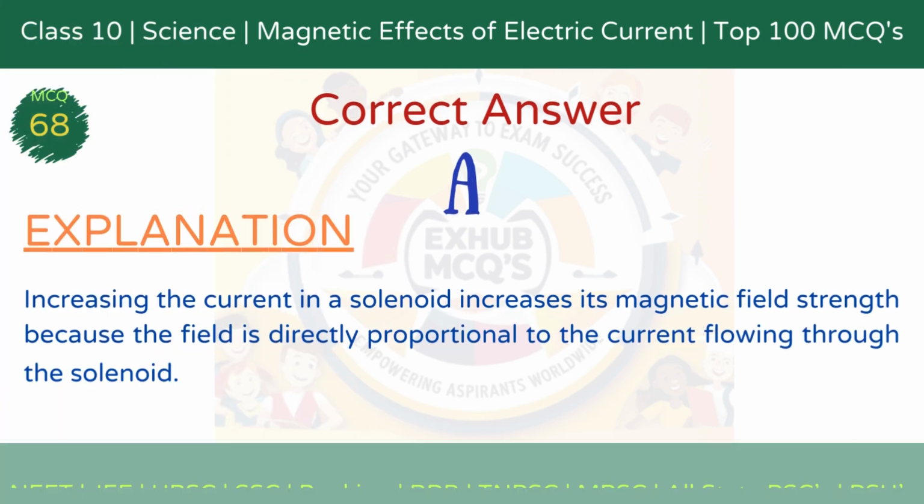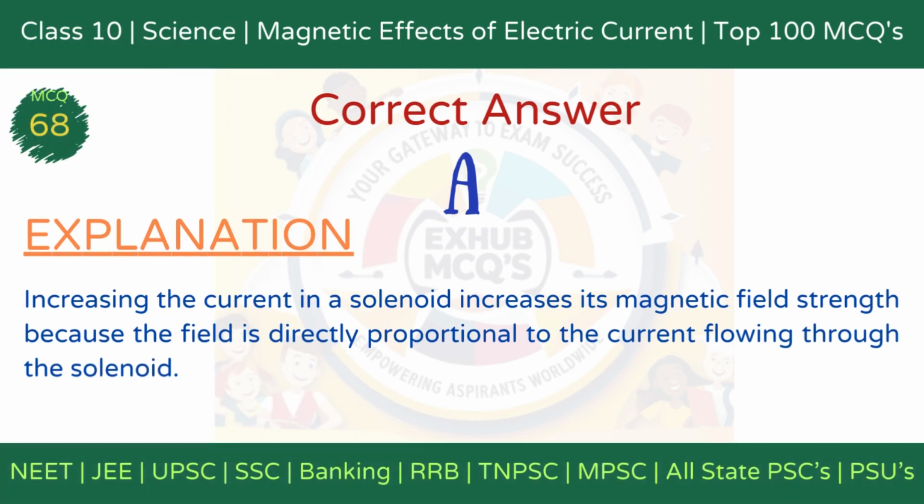The correct answer is option A, increases the field strength. Explanation. Increasing the current in a solenoid increases its magnetic field strength because the field is directly proportional to the current flowing through the solenoid.